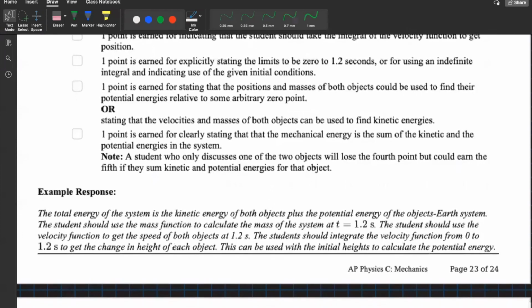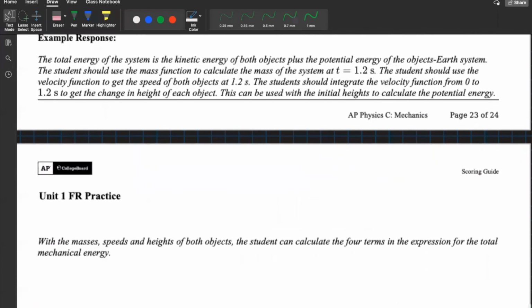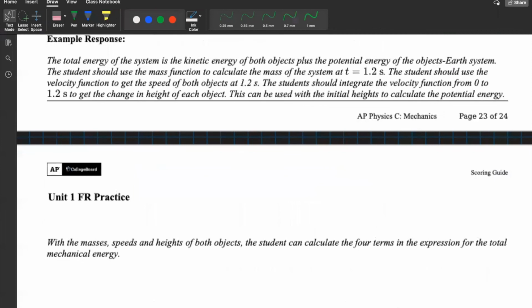Okay, and then so here is their example response. And so I'll let you guys read over that.